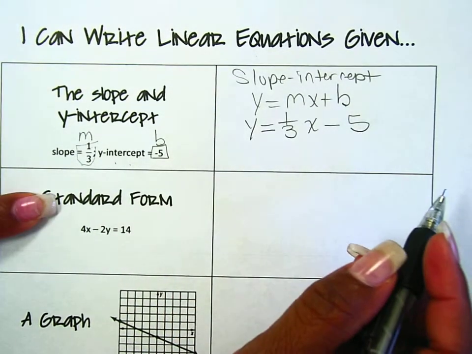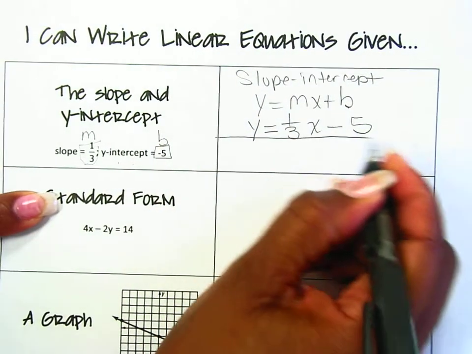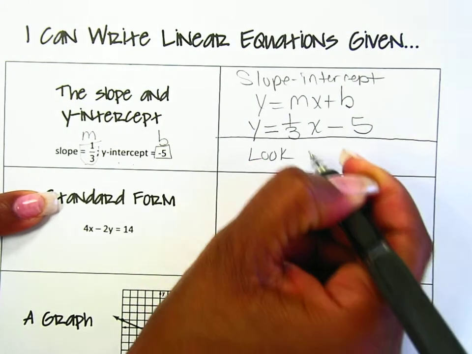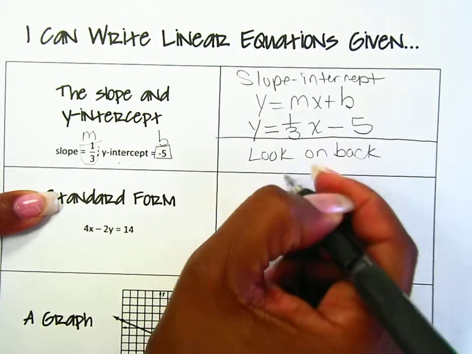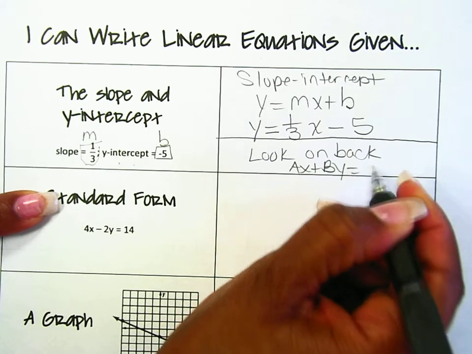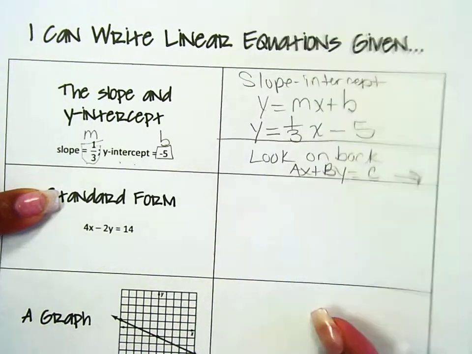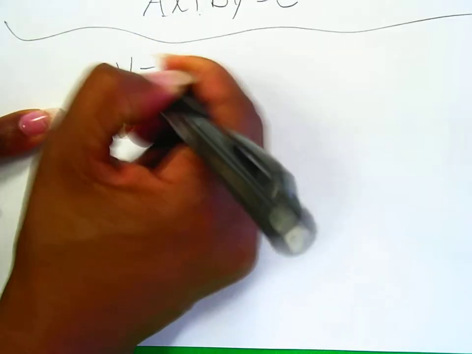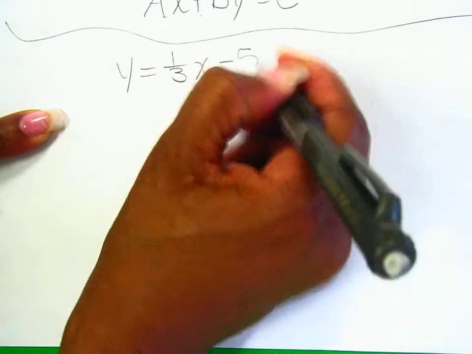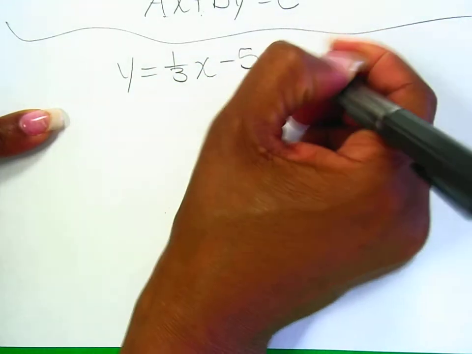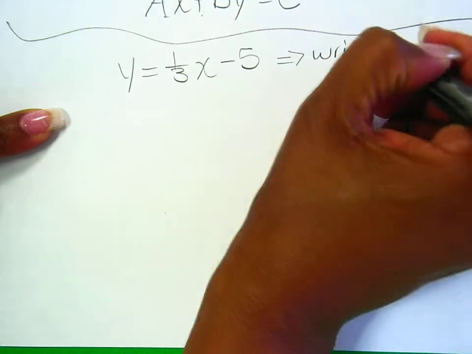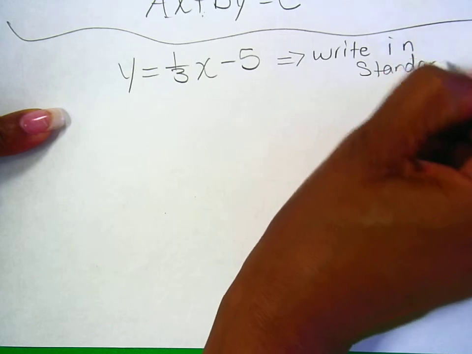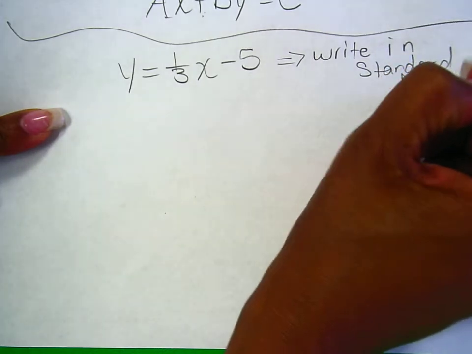You probably say, what if I wanted to write it in standard form? I'm glad you asked. If you want to write it in standard form, I'm going to look on the back. I'm writing this for myself too. So if you go over to the back, I will show you this. I'm going to say y equals 1/3 x minus 5, and I want to write this equation in standard form.